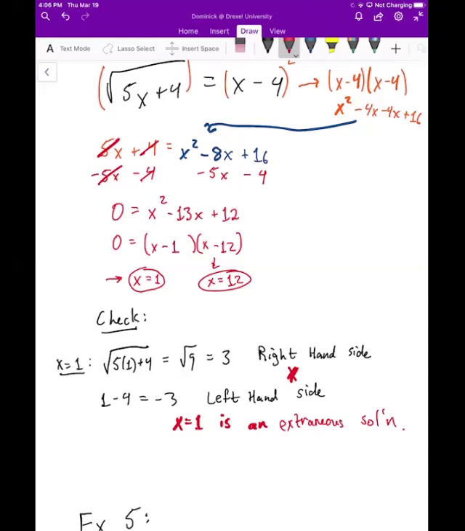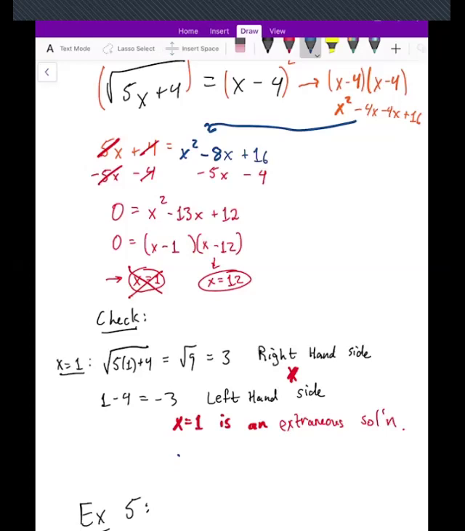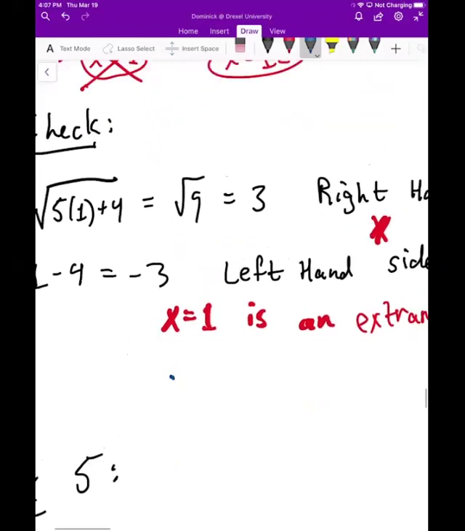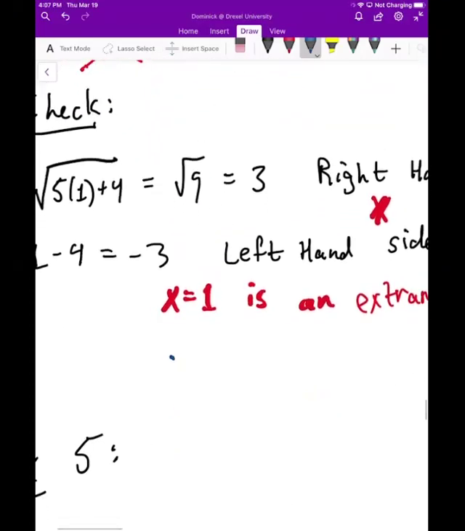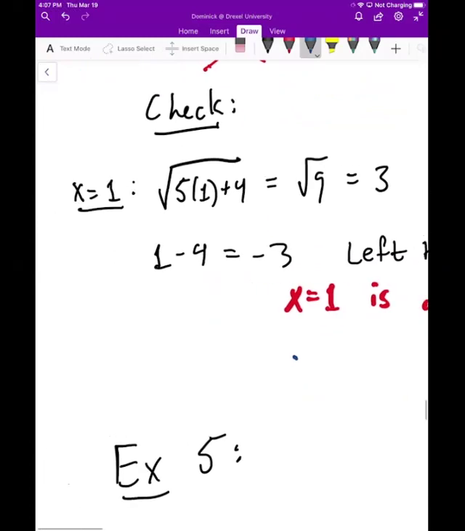All right, so that means that we're going to throw it out. We're going to come up here and remove x equals 1 from our solution. So now we need to check x equals 12.